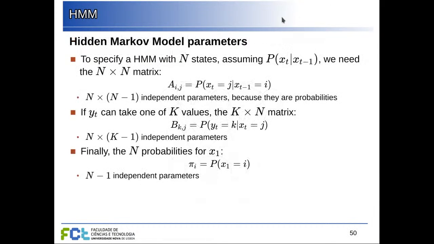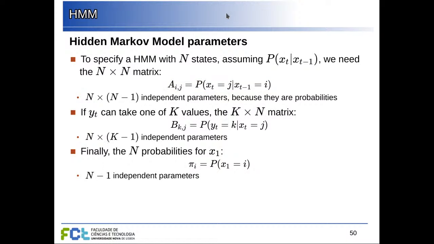So basically, to specify a hidden Markov model, we need these parameters. We need a matrix of n by n, where n is the number of states. So this matrix will tell us what is the probability of having state j at time t, depending on which state we had at time t minus 1. So the matrix will give us all the combinations for the transitions between one state in one instant and the state in the next instant. Then we need, this is usually called the A matrix for the hidden Markov model.